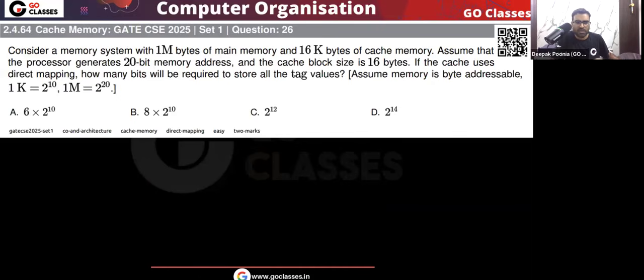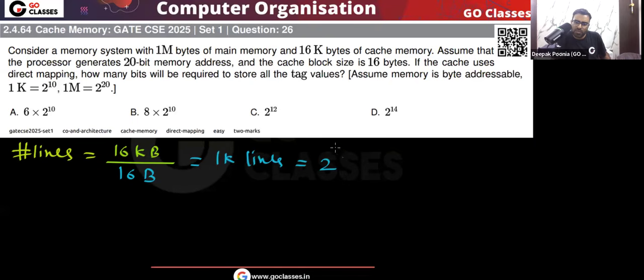Okay, so first you find the number of lines. It is a direct mapped cache, and the cache memory size is 16 KB. You can see 16 KB of cache memory divided by the line size, means block size. The cache block size is 16 bytes. So the number of lines will be 1K lines, that means 2 power 10 lines are there. Very simple.